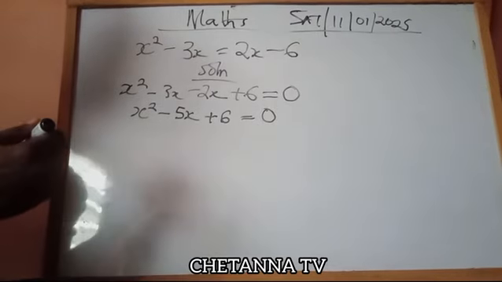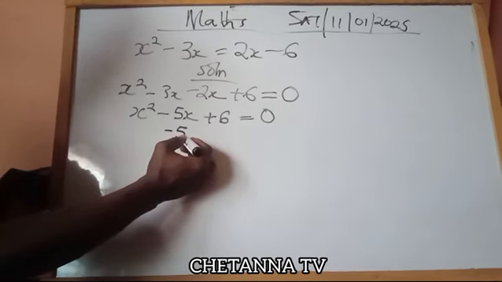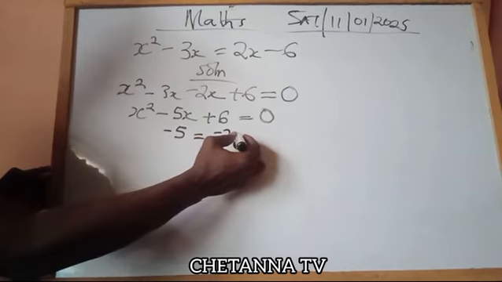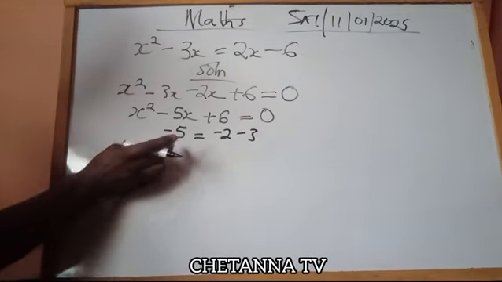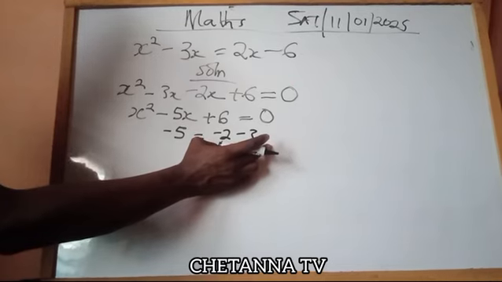So from here now, it's clear that minus 5 is equal to minus 2 minus 3. True of us? Yes. Is equal to that. So whenever you see minus 5, we put minus 2 minus 3. That's what we'll do now.